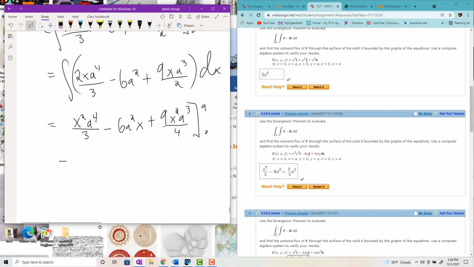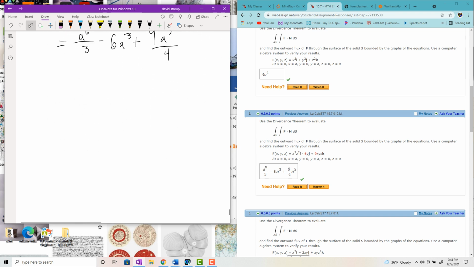Ugh. And then finally plugging in a, I get a squared times a to the fourth is a to the sixth over 3, minus 6a cubed, plus 9a squared times a cubed is a to the fifth, all over 4. And it's easy because the setup is easy on the integral. The triple integral is pretty simple to do there.